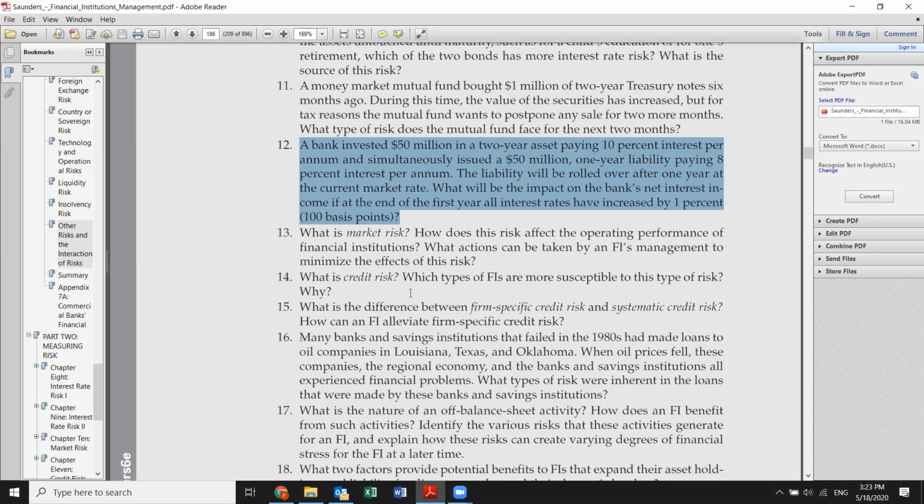So a bank invested 50 million in a 2-year asset paying 10% per year and simultaneously issued a 50 million 1-year liability paying 8% interest per year. The liability will be rolled over after 1 year at the current market price. What will be the bank's net interest income if at the first year all interest rates have increased by 1%, so by 100 basis points? So we need to calculate the net interest income in year 1 and net interest income in year 2.